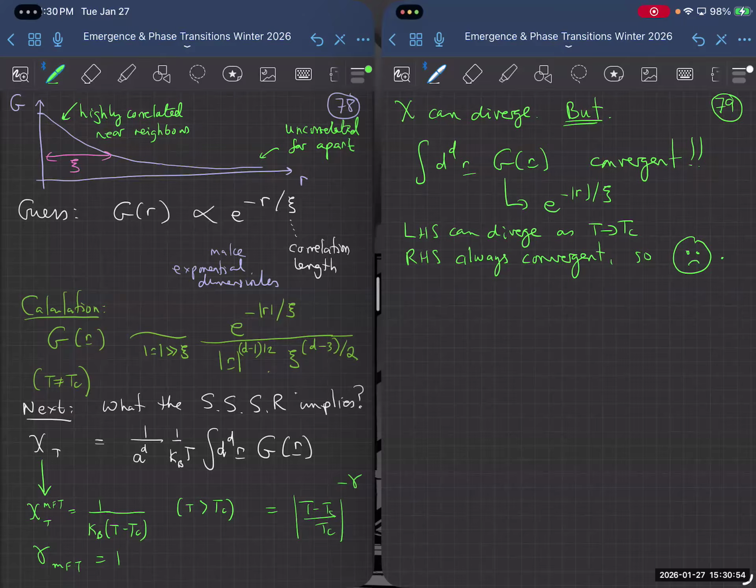So how do we resolve that problem? Gamma MFT is incorrect. Say it again. Gamma MFT is incorrect. Well, even if the gamma was not 1 but was 17, it would still be diverging.